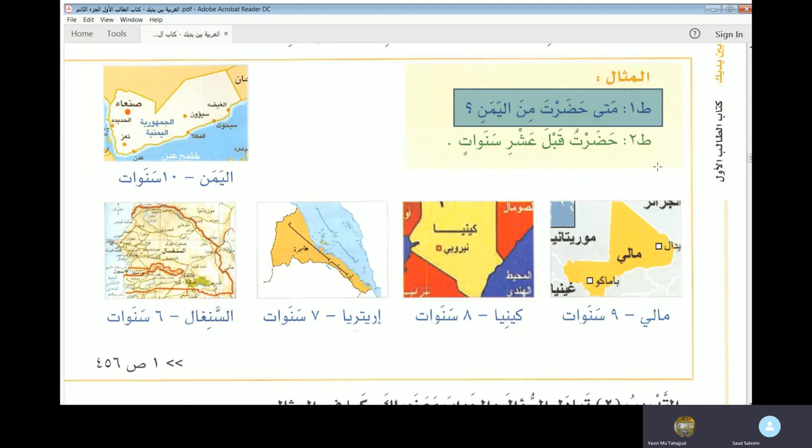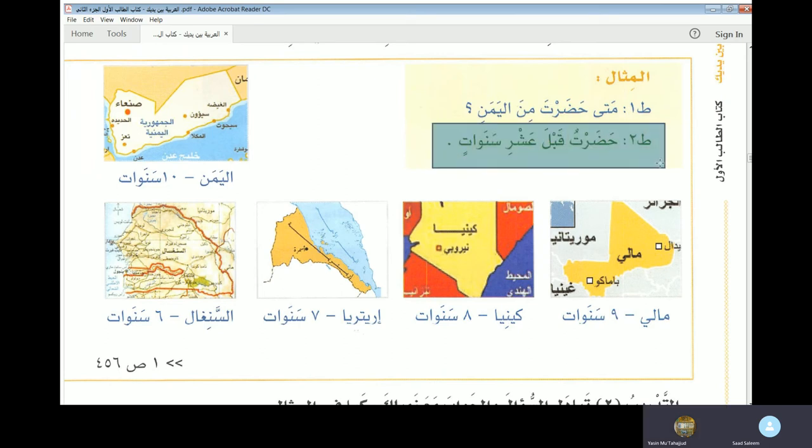Min al-Yaman. Okay. When you arrive from Yemen. That is arrive, right? You can say arrive and you can say came. When you came from Yemen. Hazartu.